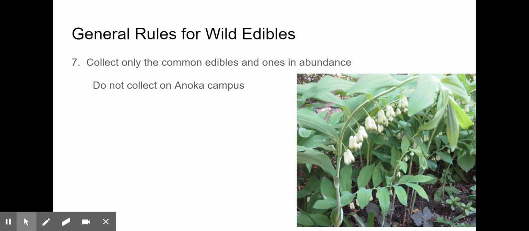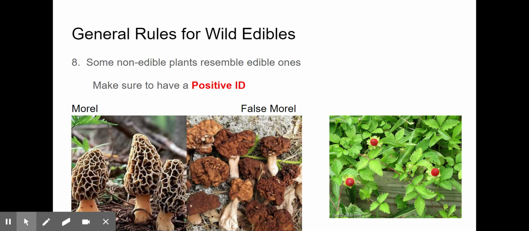Another one, collect only the common edibles and the ones in abundance. So please do not collect here at Anoka on campus. I have this example here. This is Solomon seal. I think I only know about 2 of these plants here on campus. So if someone comes through and harvests them, then they're gone. So I want to make sure that you only collect the common ones and ones in abundance. So that kind of goes along with that other rule, leave 12 behind. And also, this part goes with know what's edible. This entire plant is not edible. The berries are not edible. So we want to know exactly what we can and cannot eat on those plants.